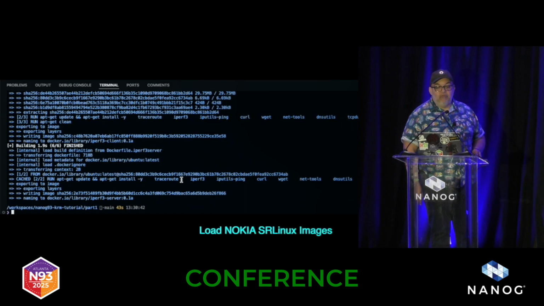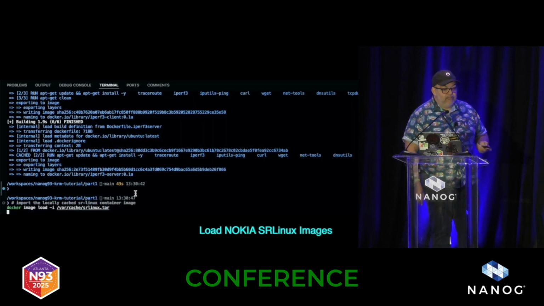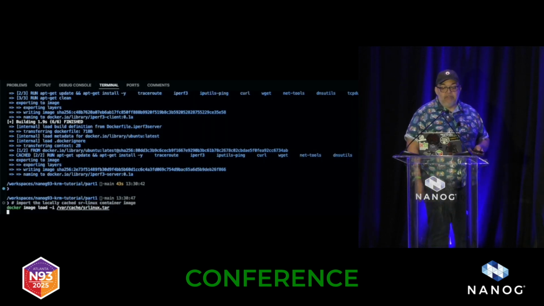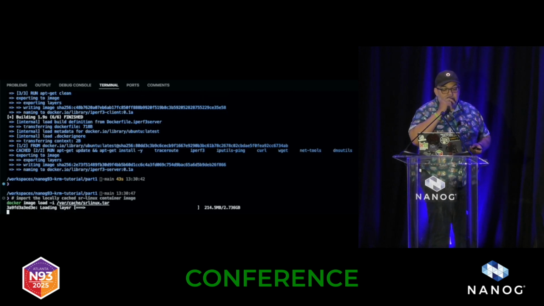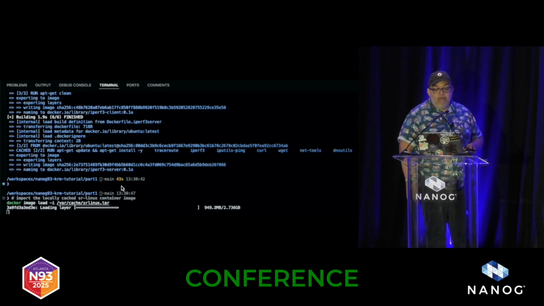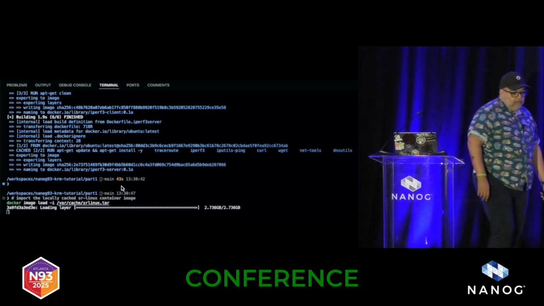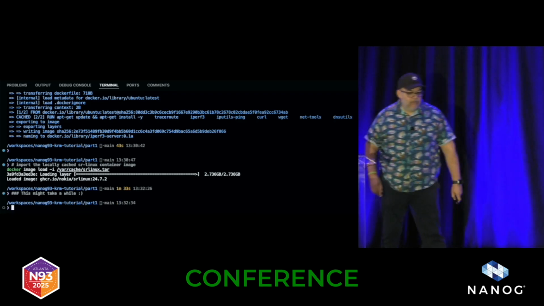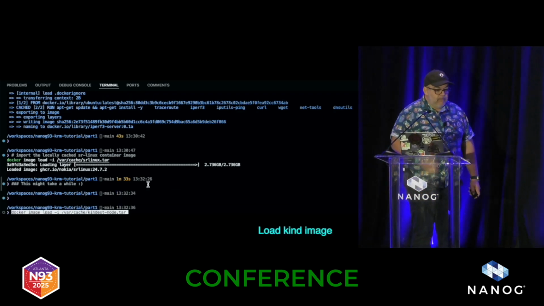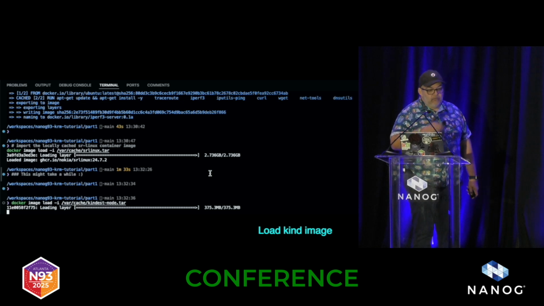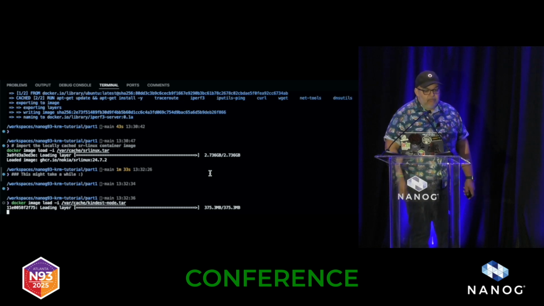Okay, the next step will be to load the necessary images, for example, the container images and the Kubernetes images. In this case, I'm also loading the SR Linux image as well. Next step will be to load the kind image in order to deploy the kind nodes using Containerlab.